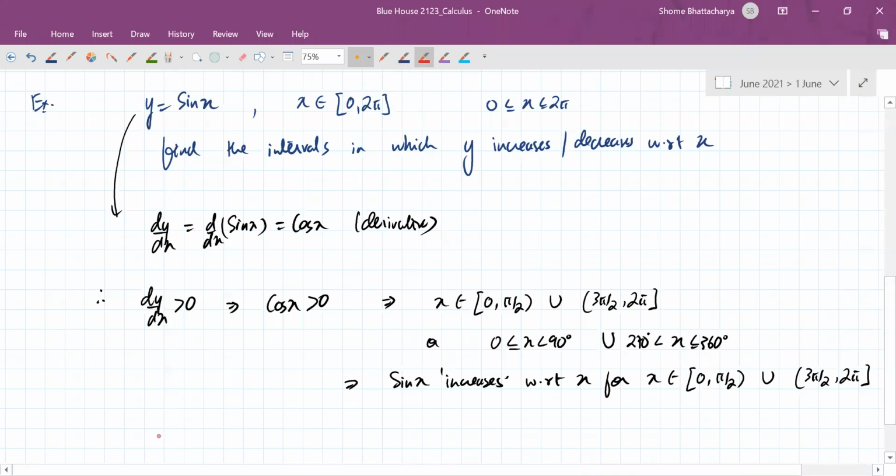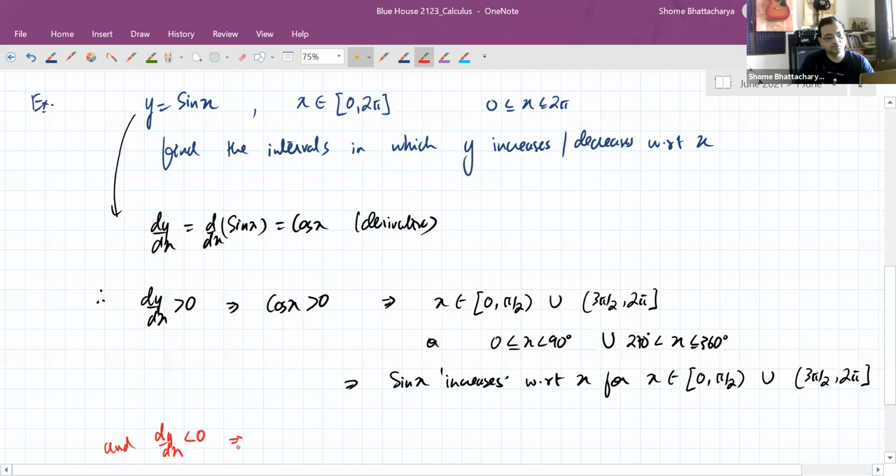Now, to complete this problem, on the other hand, dy by dx negative implies that cos x is negative. As you can see, that is the entire second and third quadrant. So it is greater than 90 but less than 270, or 3 pi by 2. So sin x decreases with respect to x for this interval.